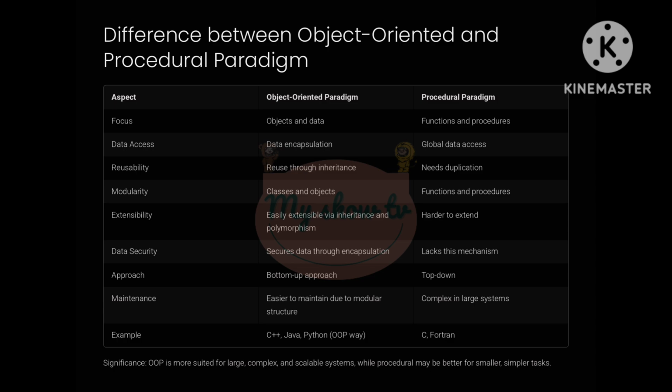Data security. Encapsulation in OOP protects data. Procedural lacks such mechanisms. Approach. OOP uses bottom-up. Procedural follows top-down approach. Maintenance. OOP is easier to maintain due to modular structure. Procedural gets complicated in large systems. Example. OOP languages include Java, C++. Procedural includes C, Fortran. This gives a clear view of when and why to choose OOP for modern software development.